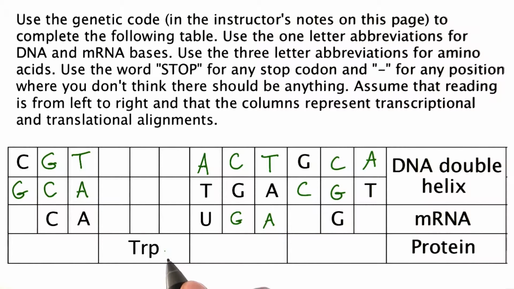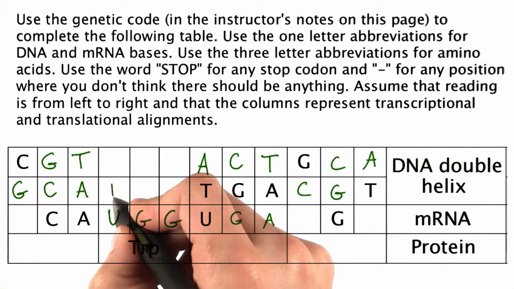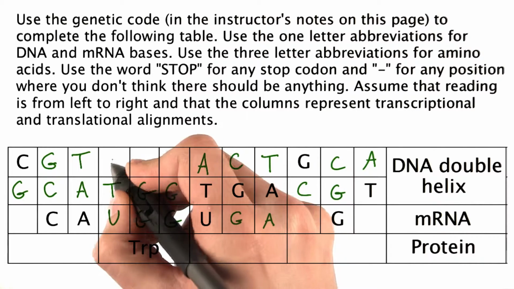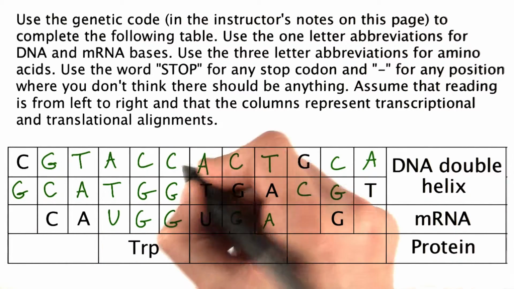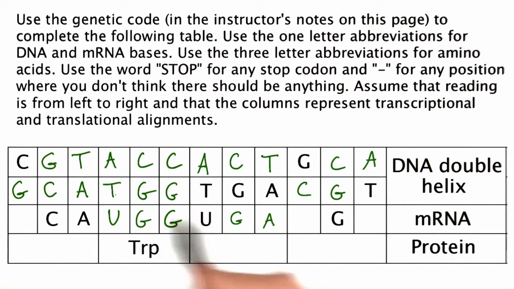There's only one codon for tryptophan, and it's UGG. So this means that the sequence here in the DNA would be TGG, right? Because it matches the mRNA except for the T's and the U's. And here we'd have the complementary sequence ACC. Now we have the complete DNA double-stranded sequence.